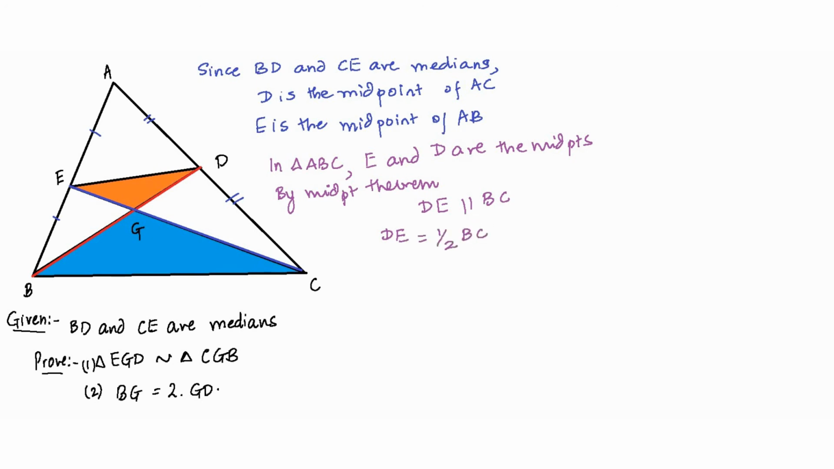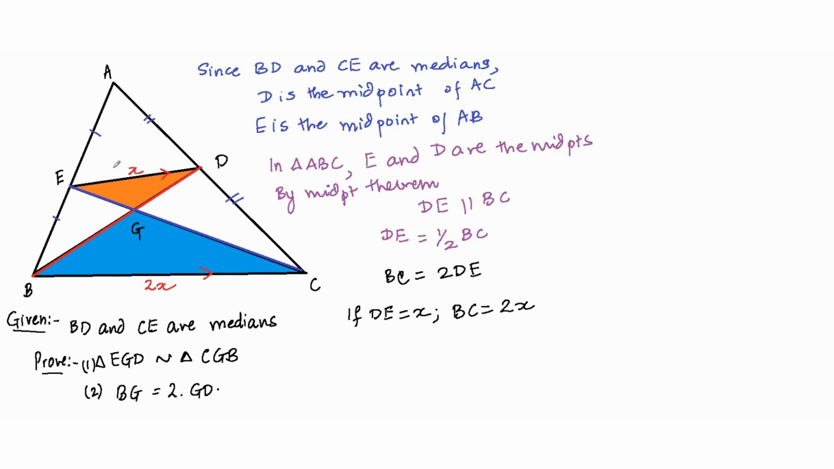So why was this important? This was important because it now gives me a relation between at least two sides of these two triangles. So I can say that BC is twice of DE. If I mark DE as X, then I can mark BC as 2 times X, right? So let's mark these. If DE is X, then BC is 2 times X. And now I know that these lines are parallel also. So midpoint theorem actually helped me prove that these two lines are parallel.